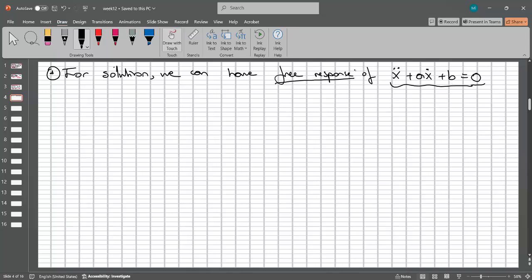Okay, answer. What is the root of this equation? X(s) is s square plus As plus B. And so, s1 and s2 is equal to what?